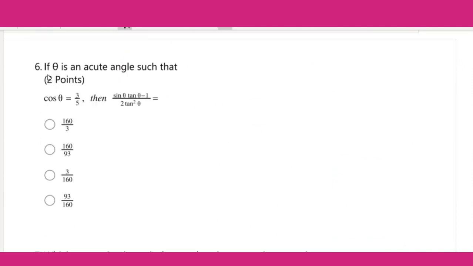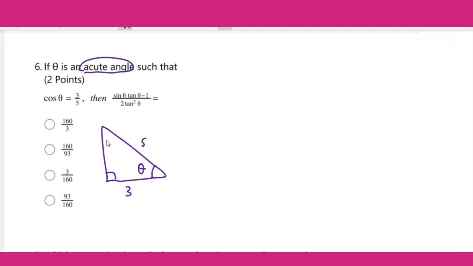Number 6. If theta is an acute angle such that cos theta is 3/5, then find sine theta times tangent theta minus 1 over 2 tangent theta squared. Okay, this one is a right angle triangle. Cos theta is 3 over 5.